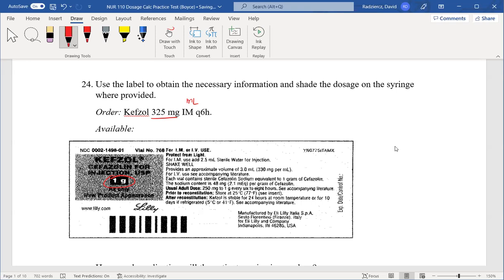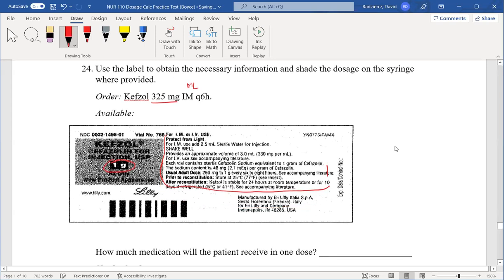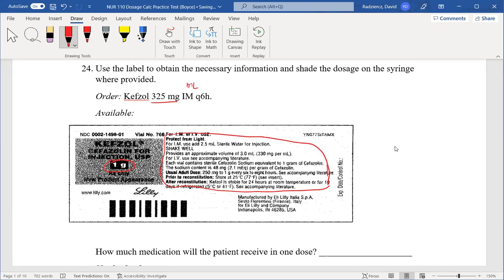And when you know that it's a reconstitution question, then that tells you you need to go into the side label. Okay. So it tells us for intramuscular use, you're going to add 2.5 milliliters to the injection, shake it up for an approximate volume of 3 milliliters. And then the thing that we're looking for is the concentration. Concentration is 330 milligrams per milliliter.